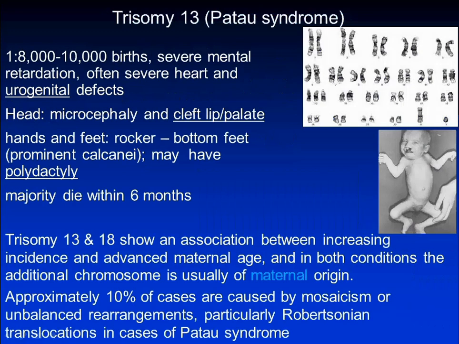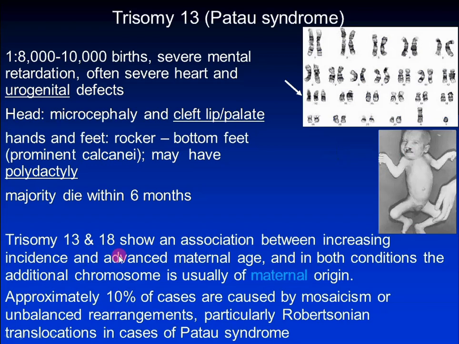Trisomy 13, also known as Patau syndrome. Here is a karyotype for trisomy 13, and here is chromosome 13. Babies born with trisomy 13 have severe mental retardation, severe heart and urogenital defects. Physical characteristics include microcephaly and cleft lip and or cleft palate. Rocker bottom feet, may have polydactyly. The majority die within 6 months.